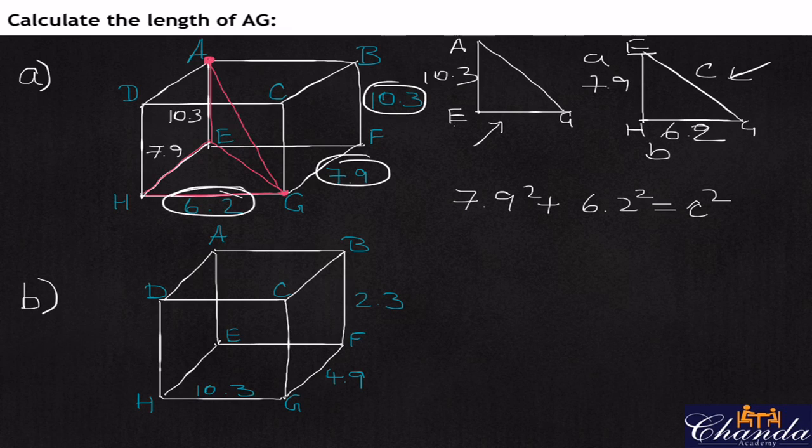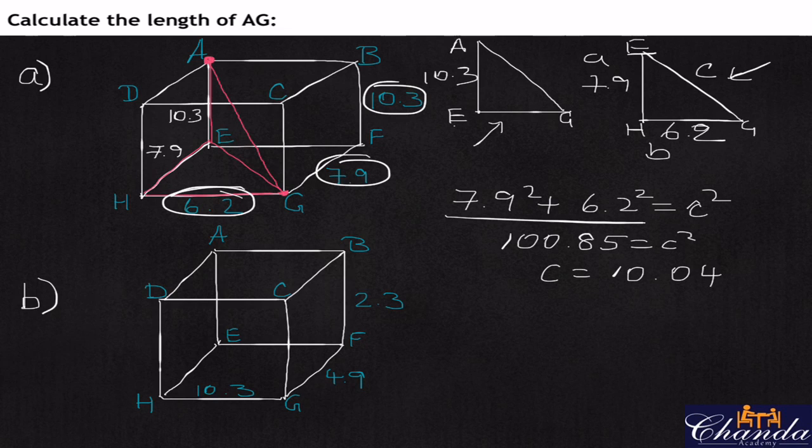Okay, 7.9 squared plus 6.2 squared gives us 100.85, which is equal to C squared. And then C is equal to the square root of 100.85, which is 10.04. Cool. So C is 10.04. That means EG down here is 10.04 as well. So the next, let me use a different color so it stands out.